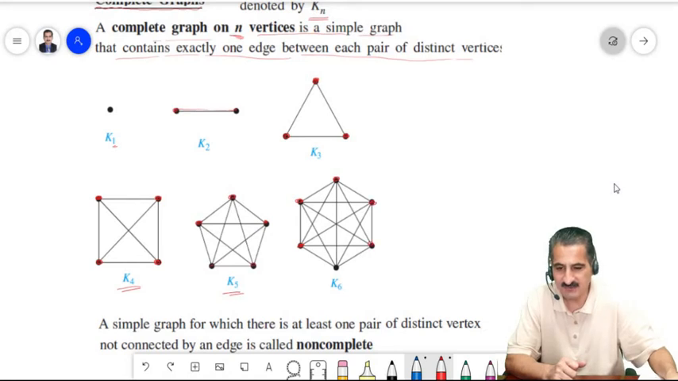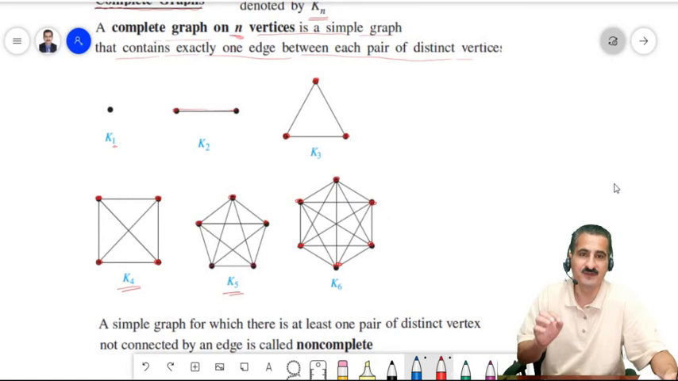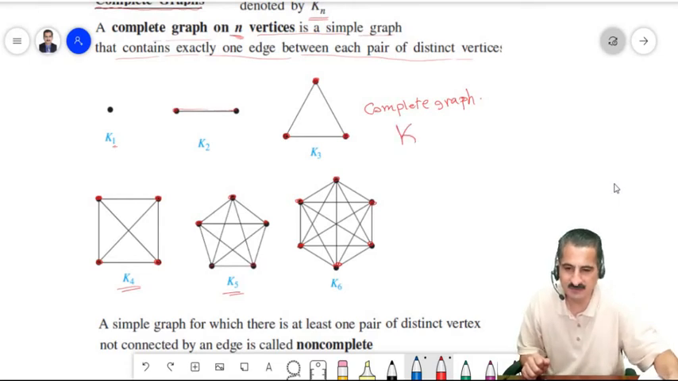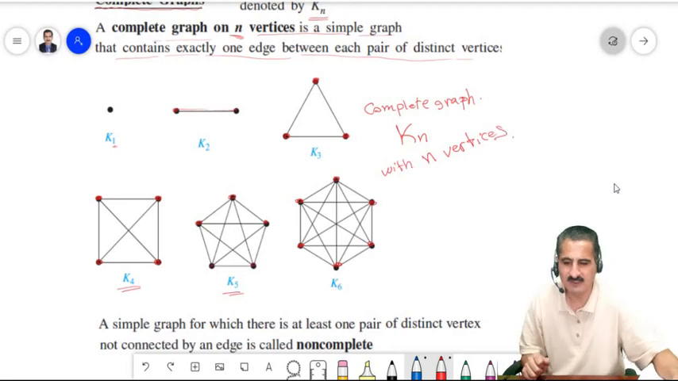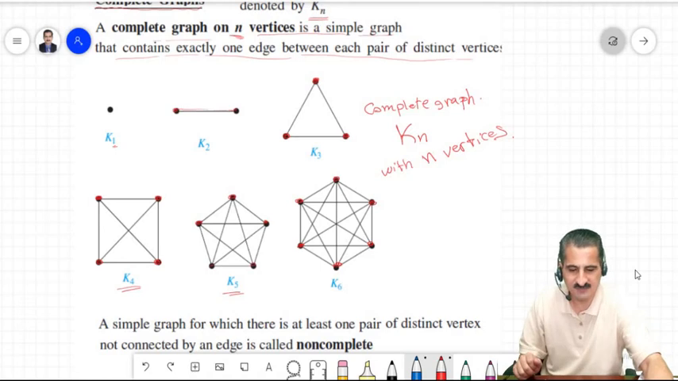And every vertex is connected to every other vertex in the graph. So it is called a complete graph with n vertices, okay? And it is denoted Kn. Let me emphasize that, with n vertices. Okay, so this is the very first kind of graph types.